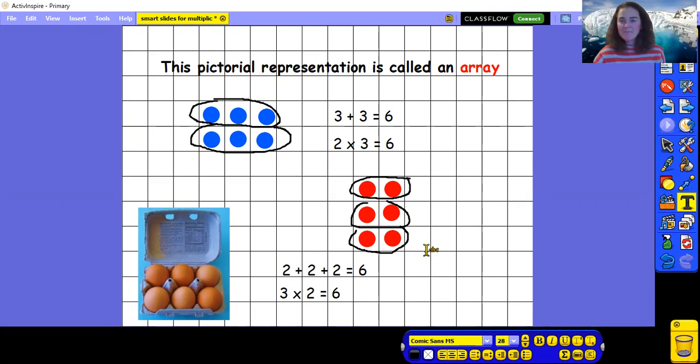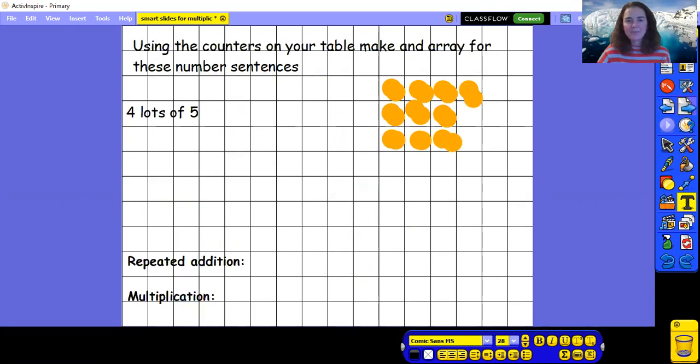Same answer, different multiplication, depending on which way you group them. So we have got 2 times 3 and 3 times 2, both giving us the answer of 6. Okay, now what I'd like you to do, if you've got counters or anything like that at home, or you could just draw it, you can have a go at making some arrays.